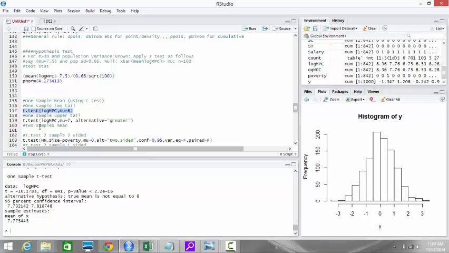What about a one sample upper tail? Here we have to specify the alternative, which is greater, for the upper tail, and if we run this, we get that again the value of p is extremely small, and therefore the probability that x bar is greater than or equal to 7, this time that hypothesis gets accepted.